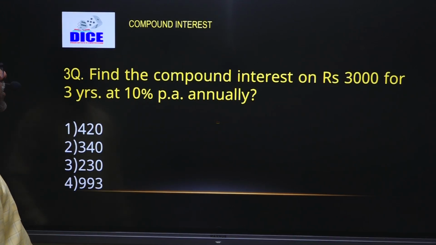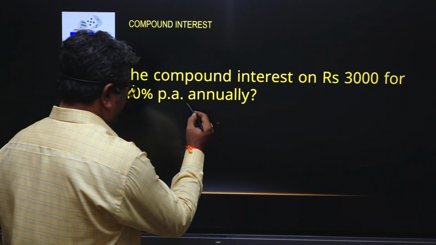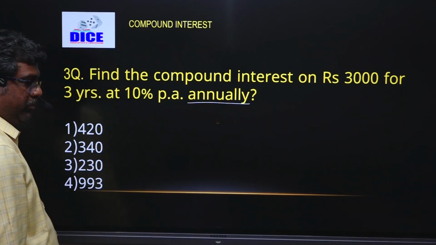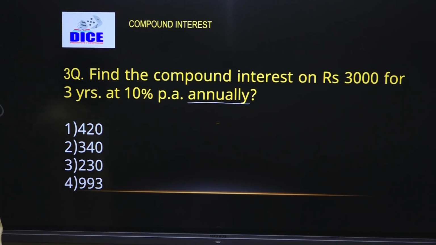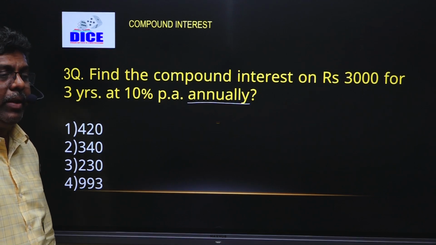Next question. Same model. Find the compound interest on rupees 3000 for 3 years at 10% per annum compounded annually. Underline annually. Underline it for every problem, because in the next half year, problems will come and you will get confused. So that's why, for every problem, underline annually and keep it.